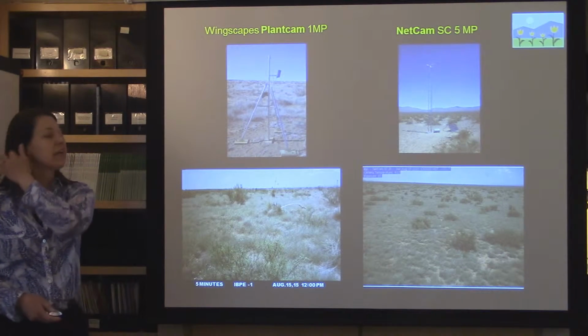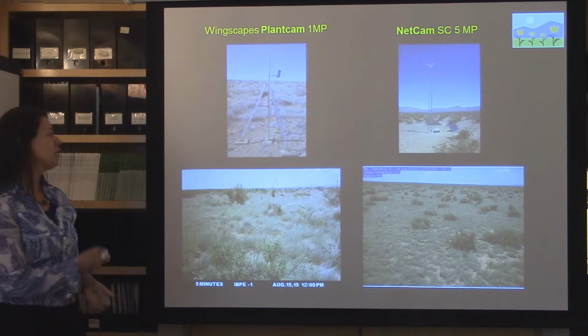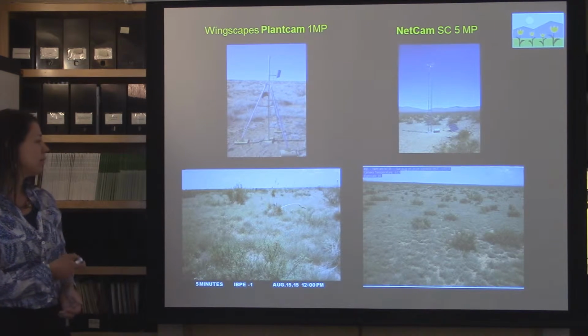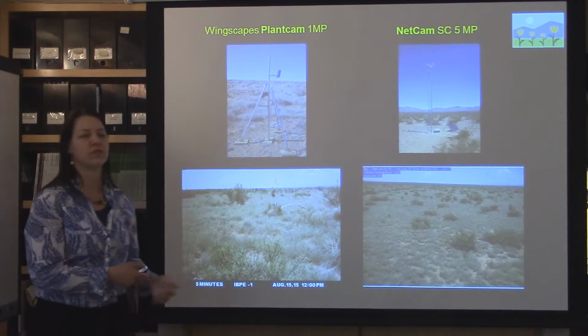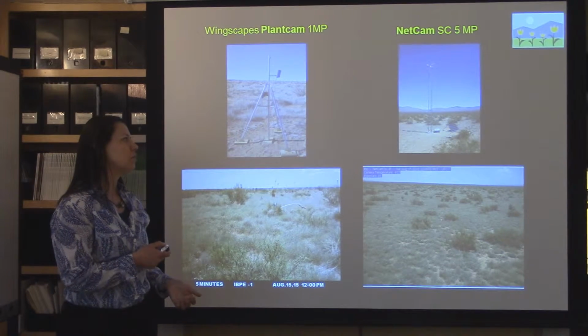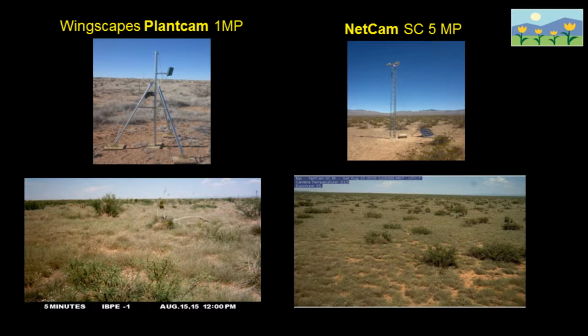So these are what the cameras look like. We started out with a simpler setup here, which is a $100 plant cam, that we then graduated to a more sophisticated system that has higher resolution, as well as the ability to transmit the images wirelessly. So we're getting repeat images every day from each of these cameras.